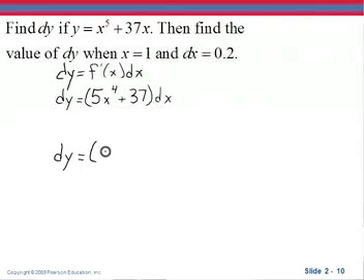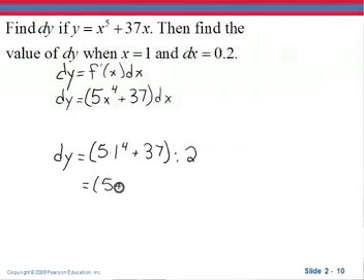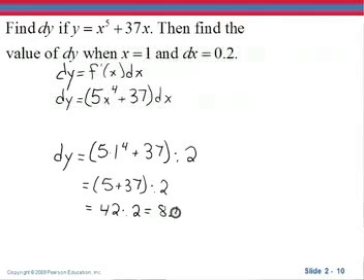So we just plug in those values. So we plug in 1 for x and 0.2 for dx. Well, 1 to the 4th is 1 times 5 is 5. So I have 5 plus 37 times 0.2. 5 plus 37 is 42 times 0.2 gives us 8.4. So dy is 8.4 when x is 1 and dx is 0.2.